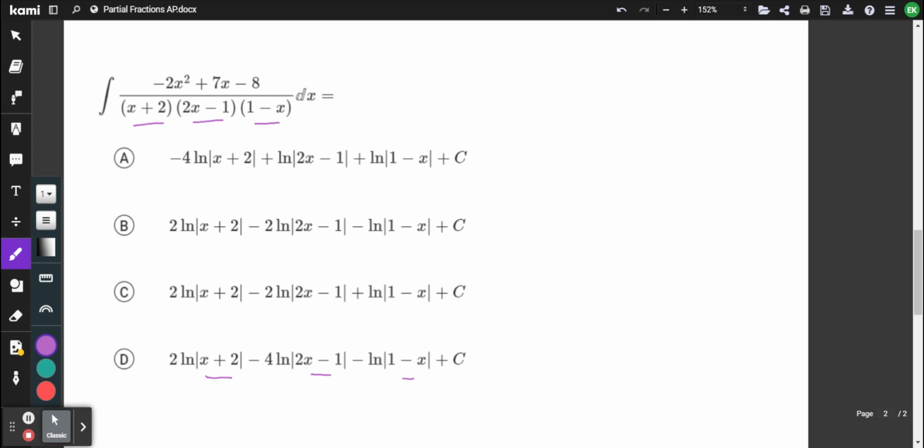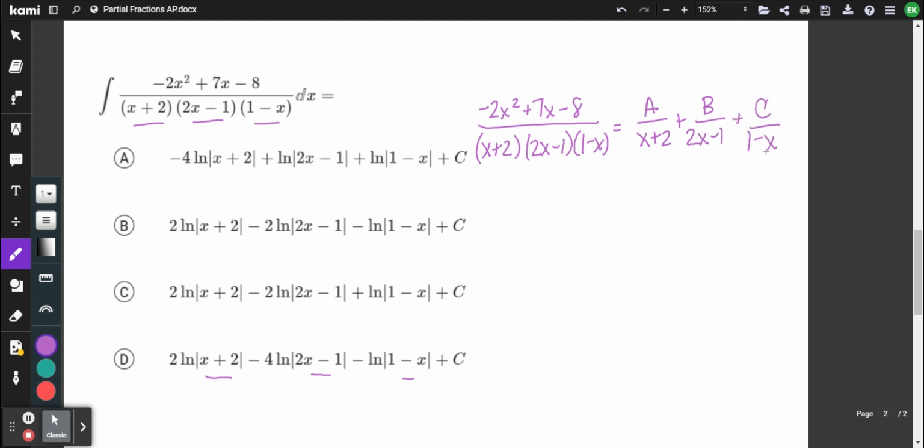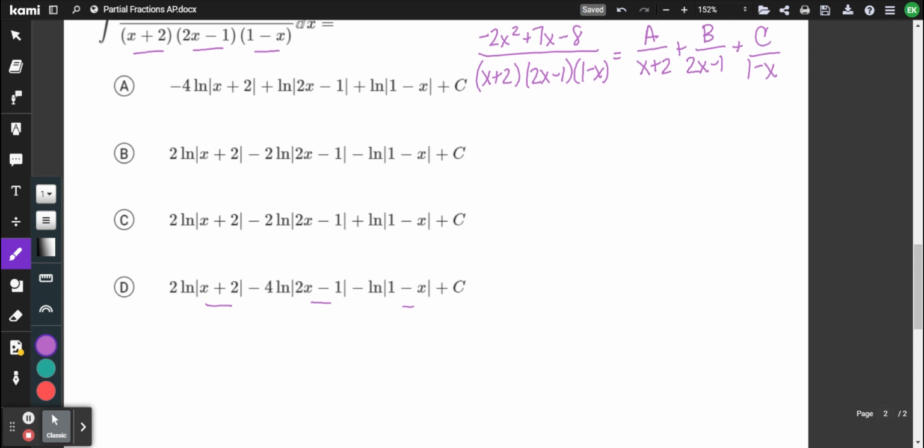Okay, so I'm going to set up my equations. So I'm going to have negative 2x squared plus 7x minus 8 over all three of these. And then that's going to be equal to a over x plus 2, b over 2x minus 1, and then c over 1 minus x. So this time I have 3 variables that I'm going to be solving for, okay? So let's start with, and I'm going to scroll down here a little bit so I have some more room just to work, let's start with multiplying out.